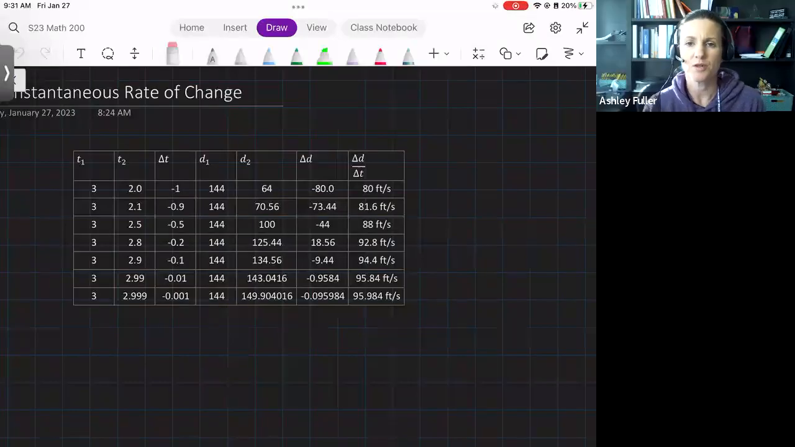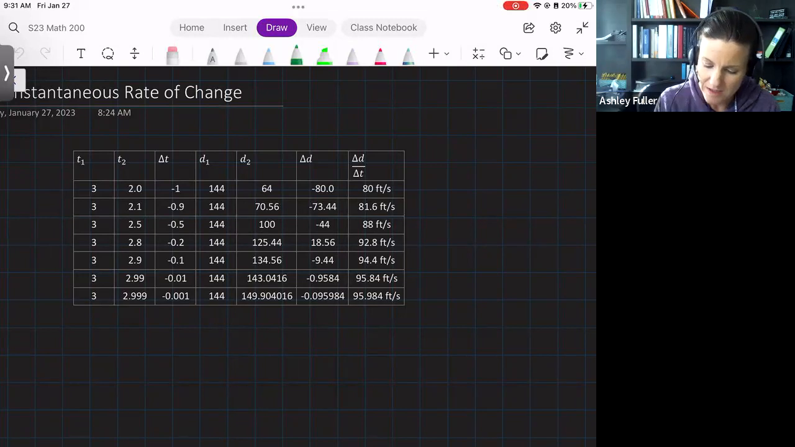In the previous section, you may remember that we looked at the distance a ball falls from a great height, and we defined a function d equal to 16t squared to show the distance after t seconds, and the distance was measured in feet. At the very end, we considered how fast the ball was falling with an average rate of change, but we asked the question, how fast was it falling at exactly t equals 3 seconds?